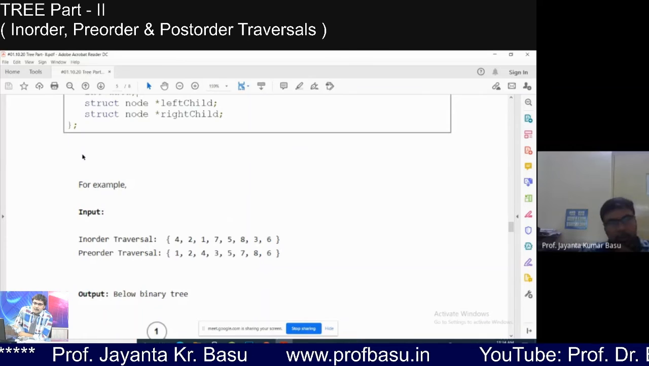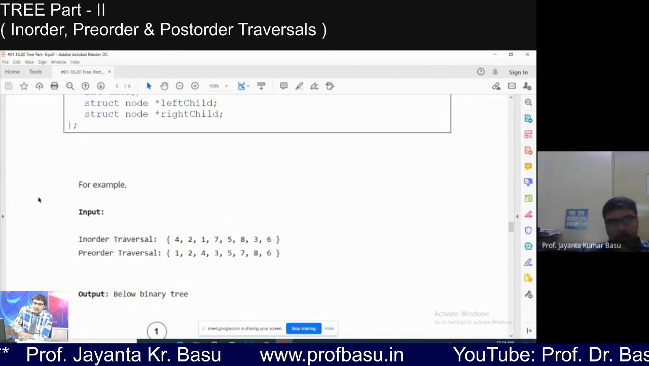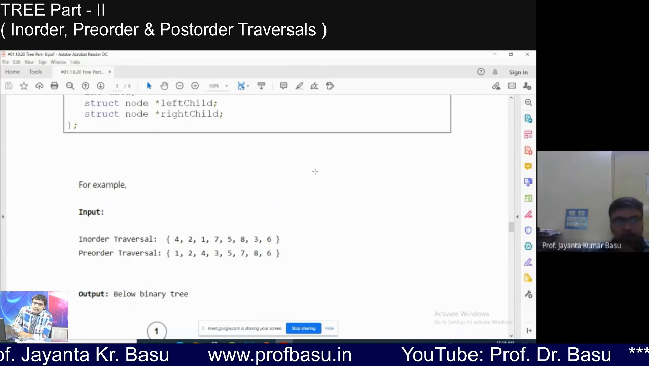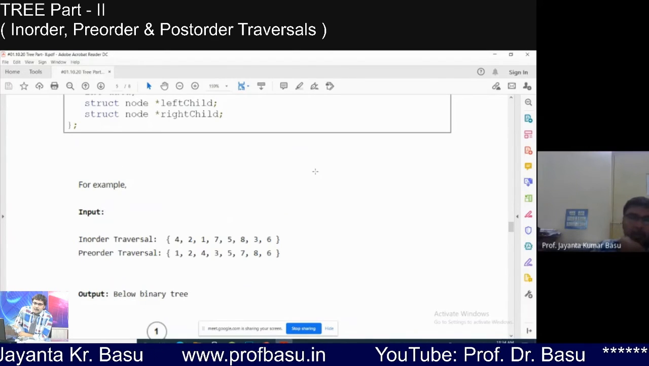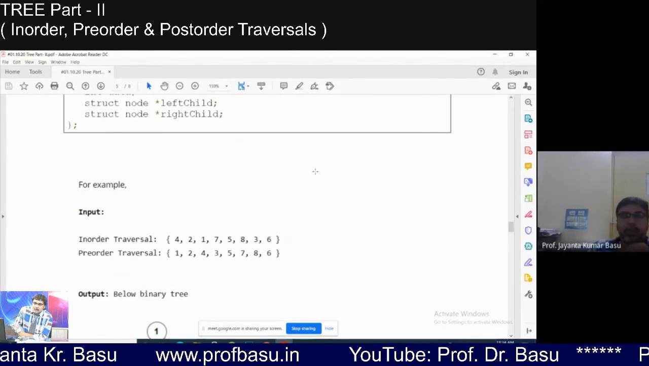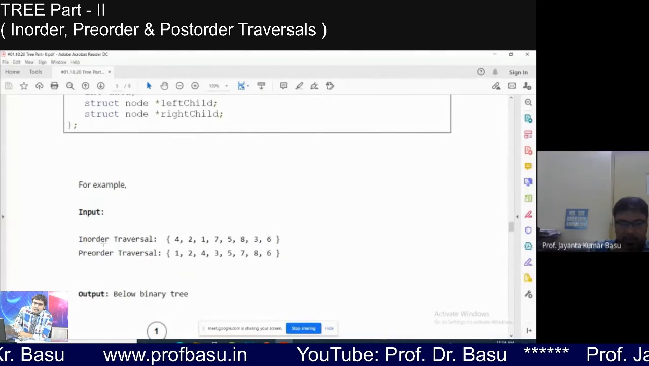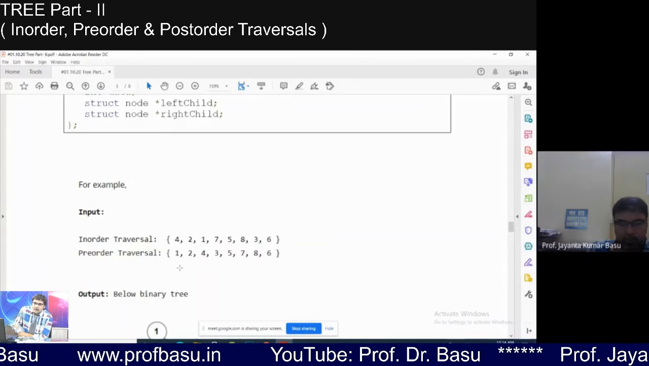Here there will be a question. When I am supplying this material to you, I will put the question over here. The question will be: make a binary search tree from these two techniques. In order to get it, we always have the in-order traversal and pre-order traversal.